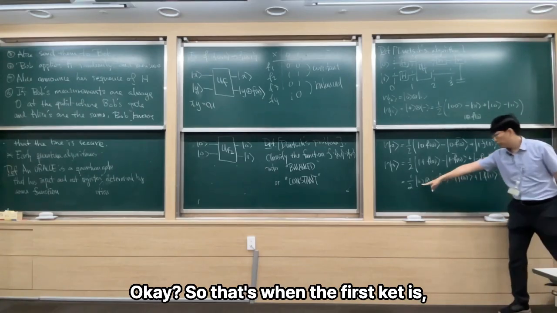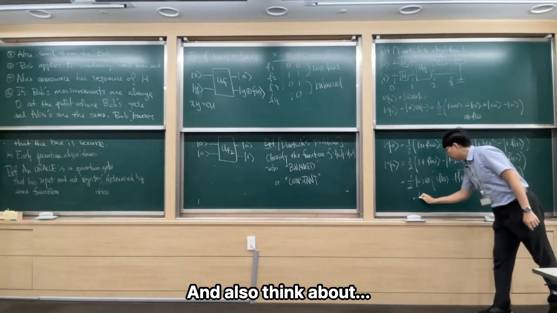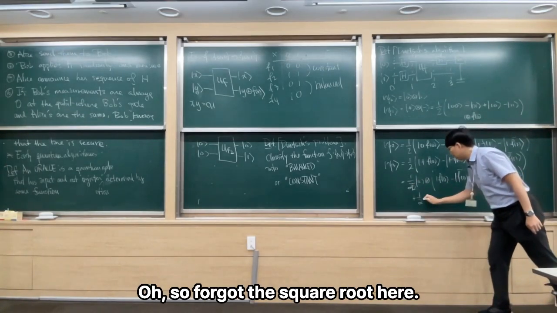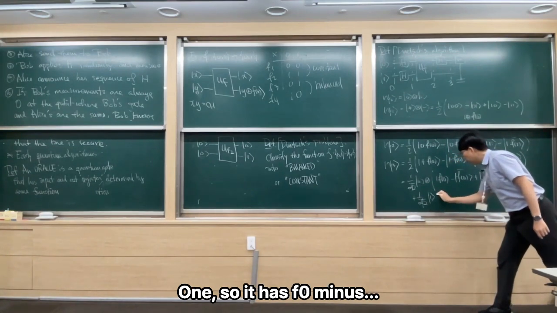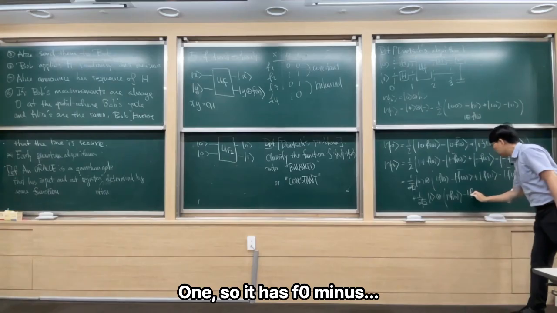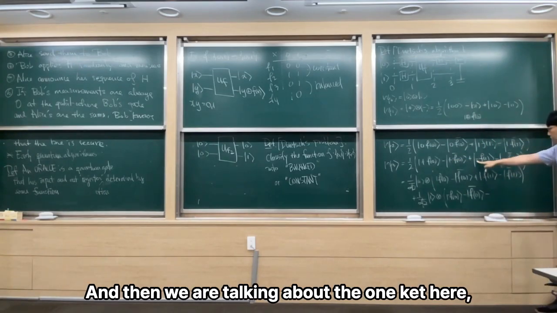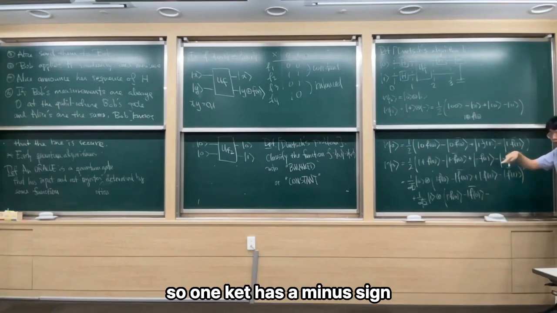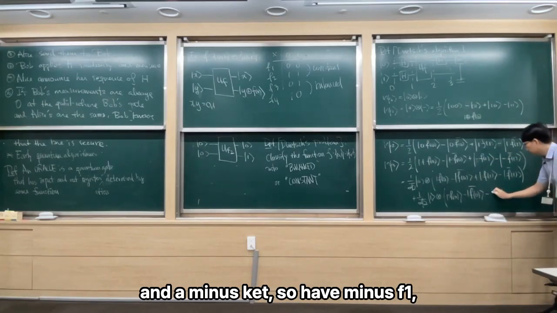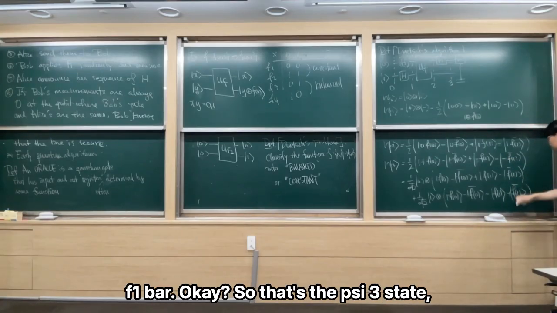Okay, so that's when the input register is at 0. Also, I forgot the square root here. Then for |1>, it has f0 minus, so now plus, okay, so it's minus f0, and then we are talking about the |1> here, so |1> has a minus sign and the minus |>, so we have minus f1, and then minus minus is plus f1 bar, okay? So that's the psi 3 state.